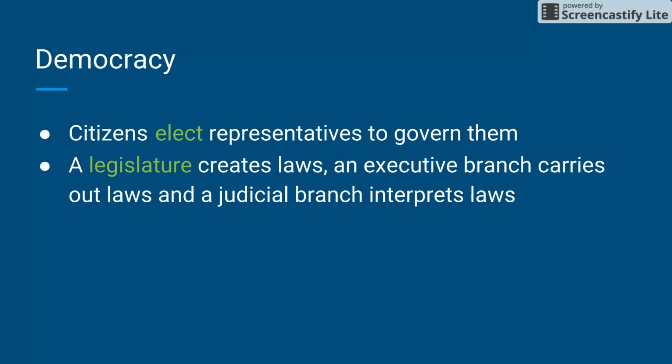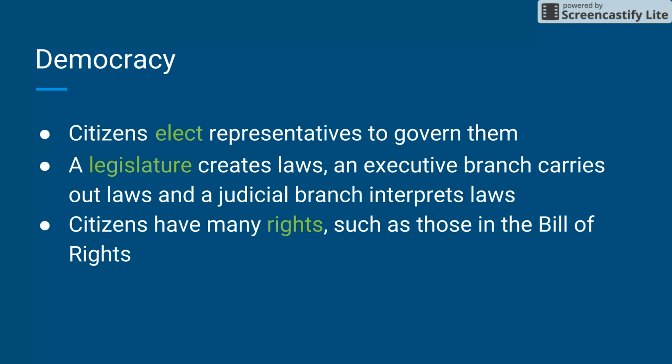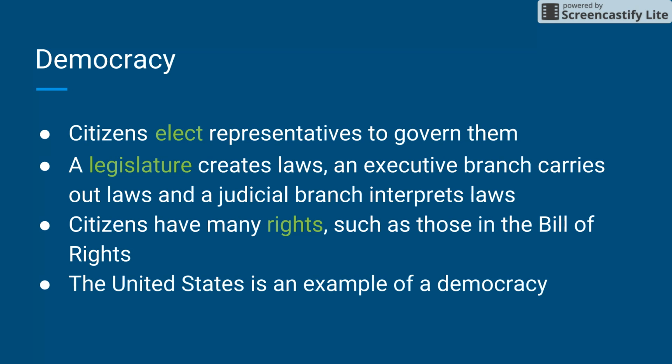In a democracy, a legislature creates laws, an executive branch carries out laws, and a judicial branch interprets laws. In a democracy, citizens have many rights, such as those listed in the Bill of Rights. The United States is an example of a democracy.